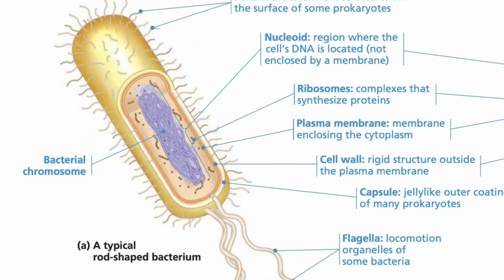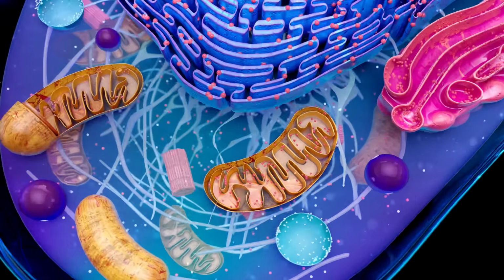But here we do see that at one point the lineage bifurcated, with prokaryotic cells retaining a simpler cell structure and eukaryotic cells developing additional features. Let's first talk about the features of all cells.